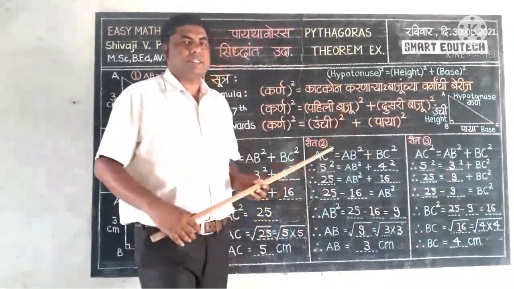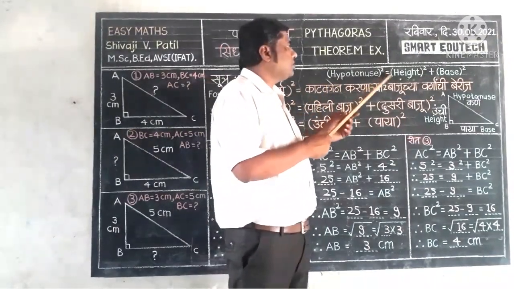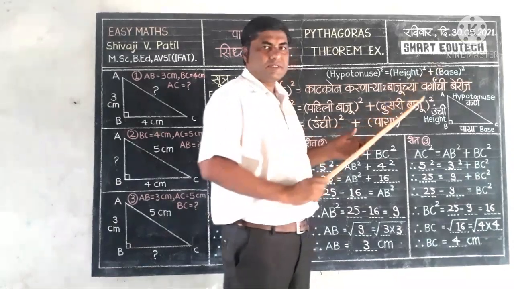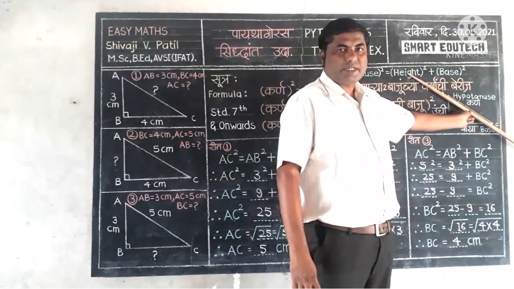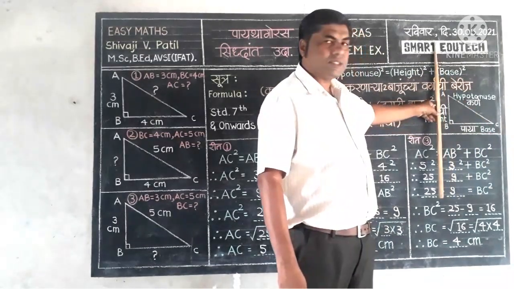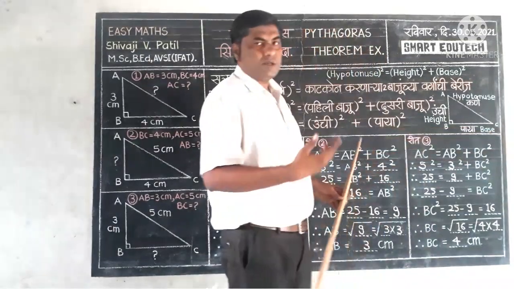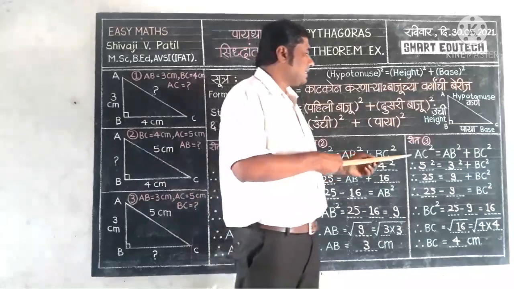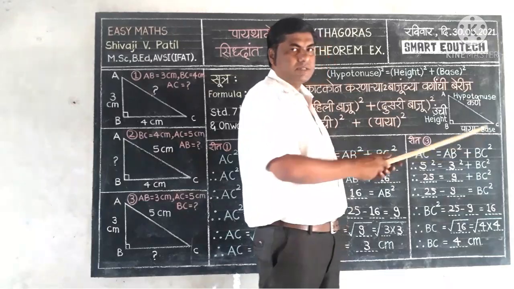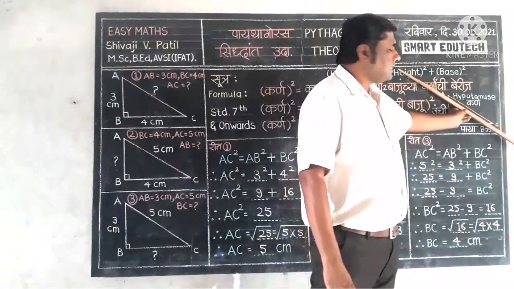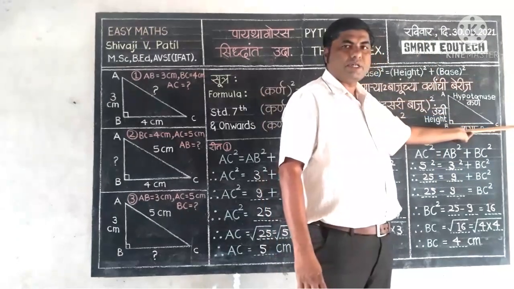Now we are going to study the formula. Hypotenuse square is equal to height square plus base square. Look here in the diagram, hypotenuse square is equal to height square plus base square. It can also be written as AC square is equal to AB square plus BC square.